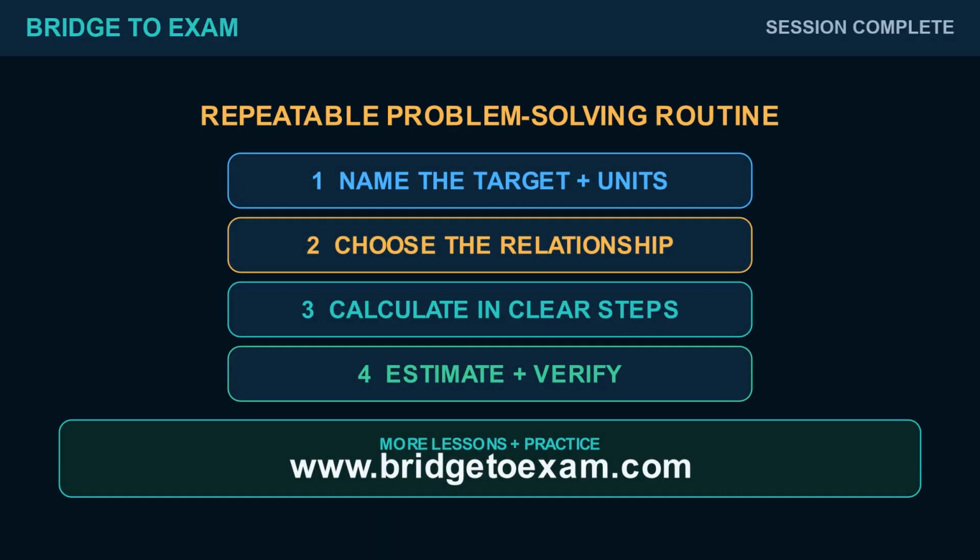Use this routine. Name the target and units, choose a relationship, calculate with clear steps, then estimate and verify. Use labeled conversion factors, cancel units visibly, compute only after the unit pathway is correct, and verify the scale of the result.